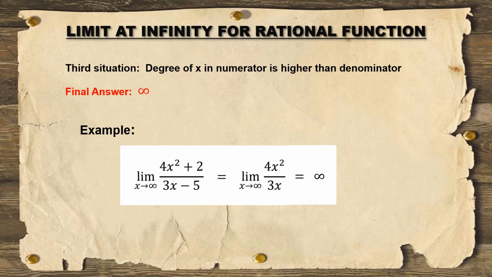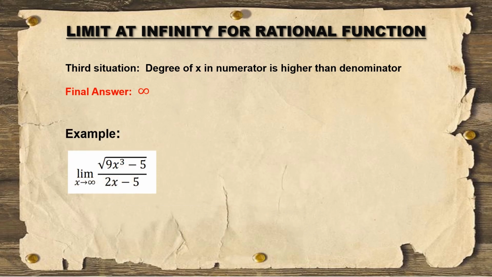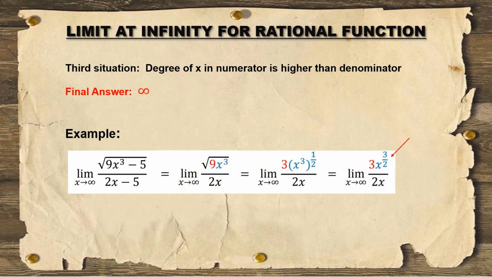Another way to think of this is that after canceling out x in this situation, we are left with x in numerator and a constant in denominator, which is the opposite of what we just found in the second situation. As an infinitely large value divided by a constant, we will still be getting an extremely large value, and that is why the answer for this is infinity. Another example for this, rewrite the function and simplifying it, notice that power of x in numerator is larger than in denominator. Therefore, the answer is infinity.